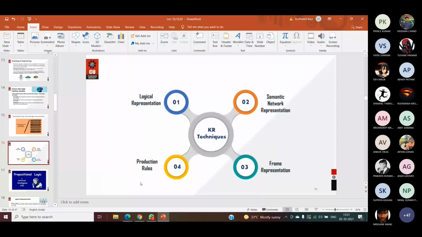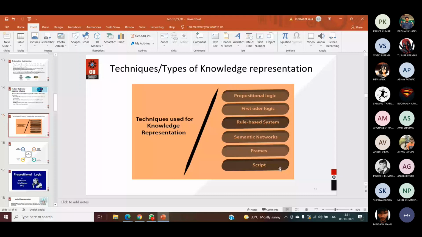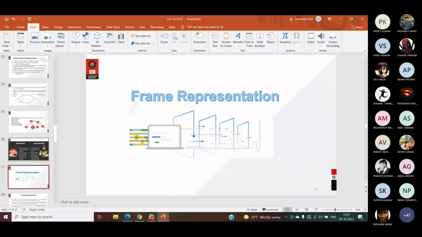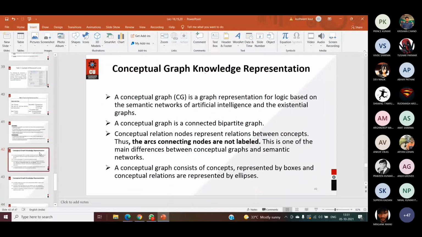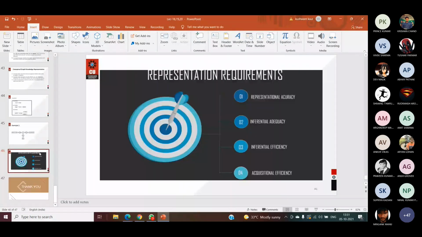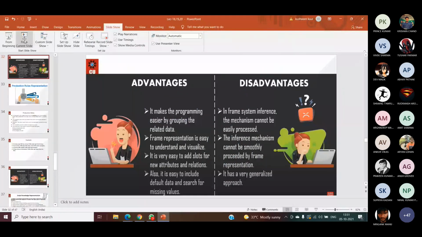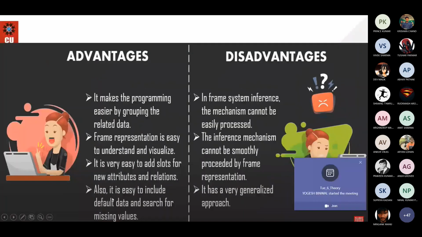So today we will discuss production rules representation. Then we will discuss script and conceptual graph based representation also. After that we will have a small quiz type game as we did earlier. So let's wind up with these techniques. We will start from here. Just let me share my screen. So from here we have to begin.